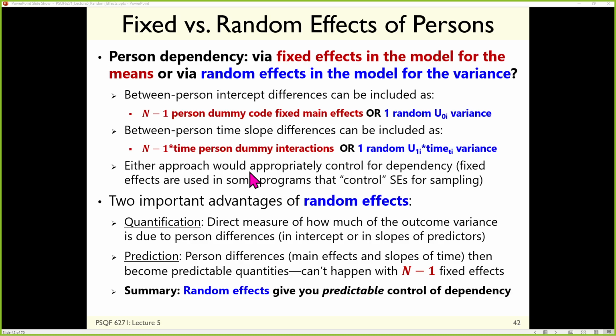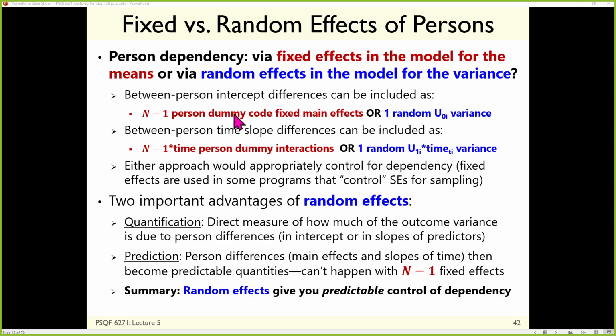The reason that random effects are useful is twofold: quantification and prediction. Knowing how much variance is attributable to each different kind of person dependency is useful in a lot of cases. That answers research questions about how people differ from each other. But then being able to say why they differ from each other is really the reason behind random effects. Why is it that some people start out higher? Why is it that some people change faster? We can then put in person characteristics to answer those questions.